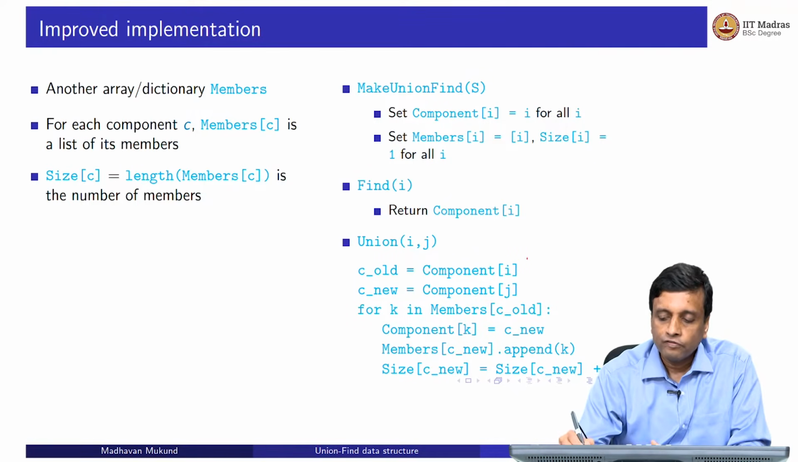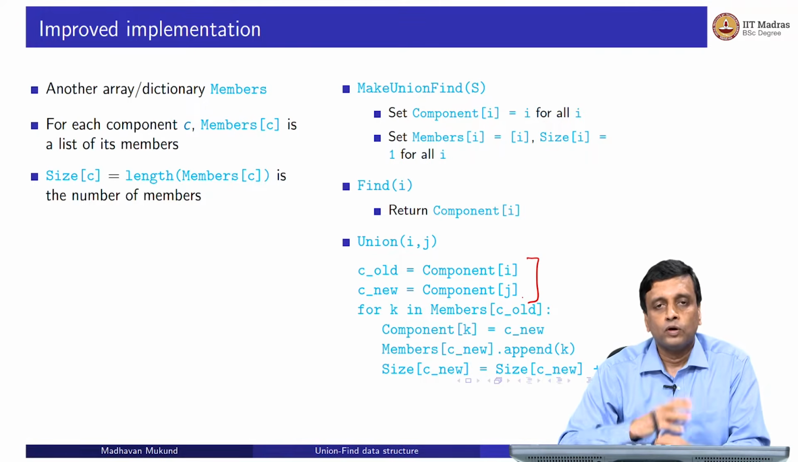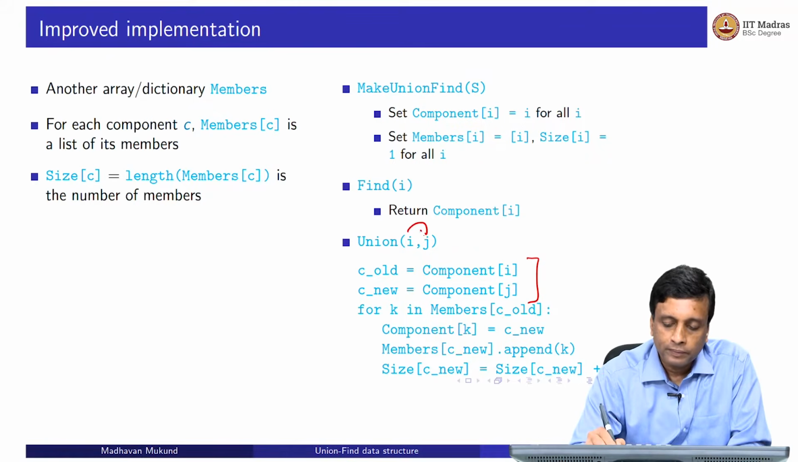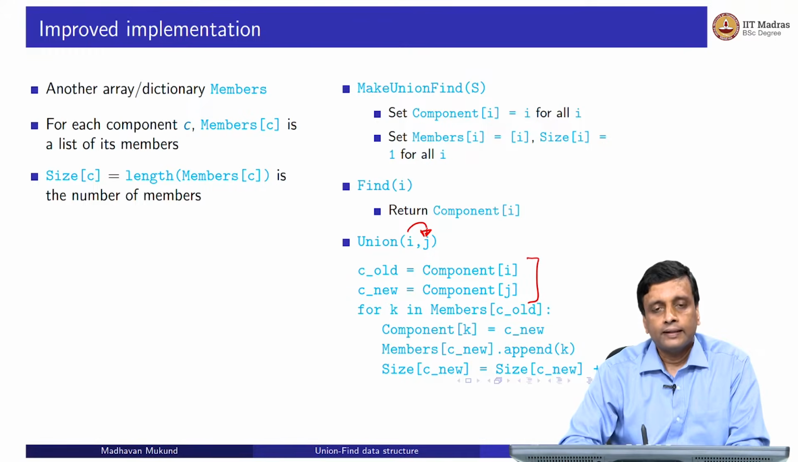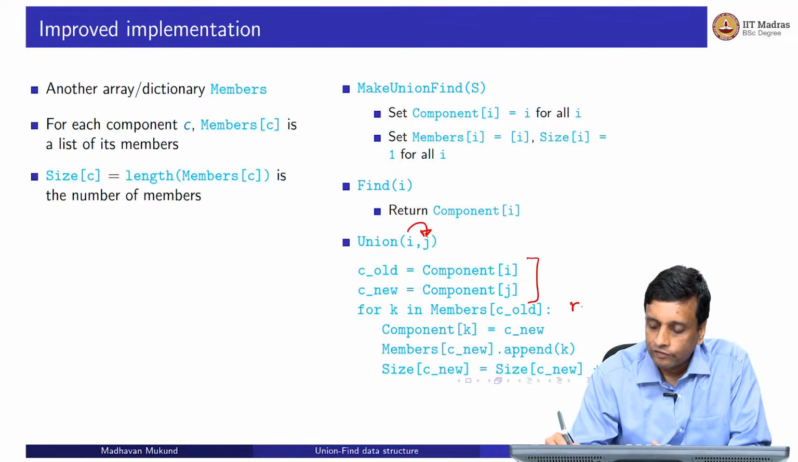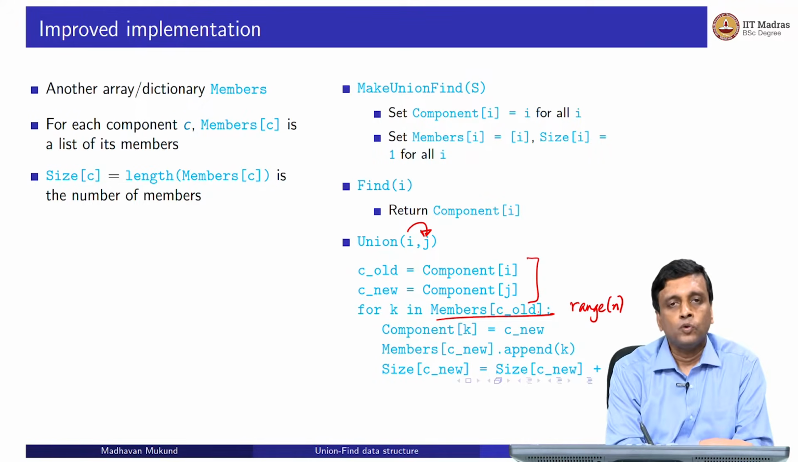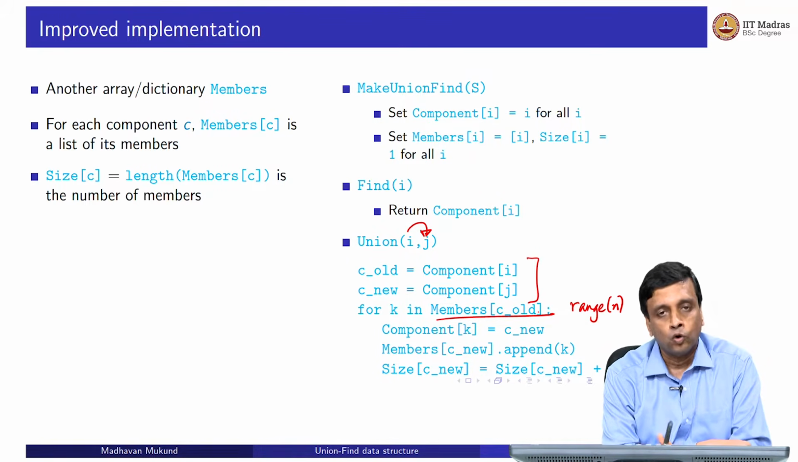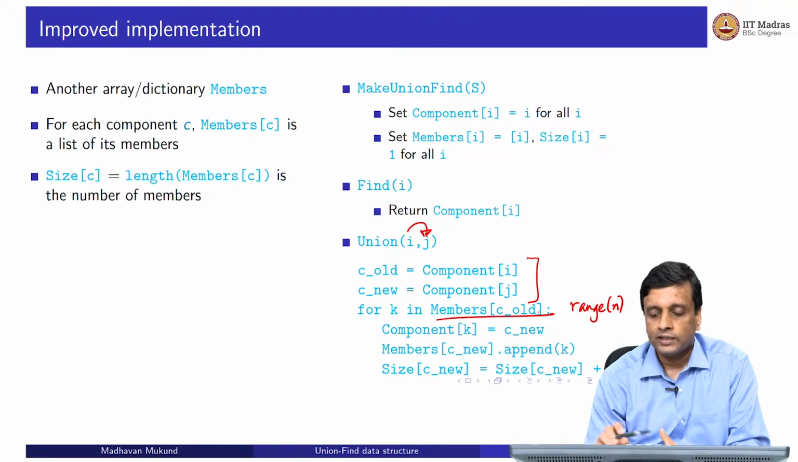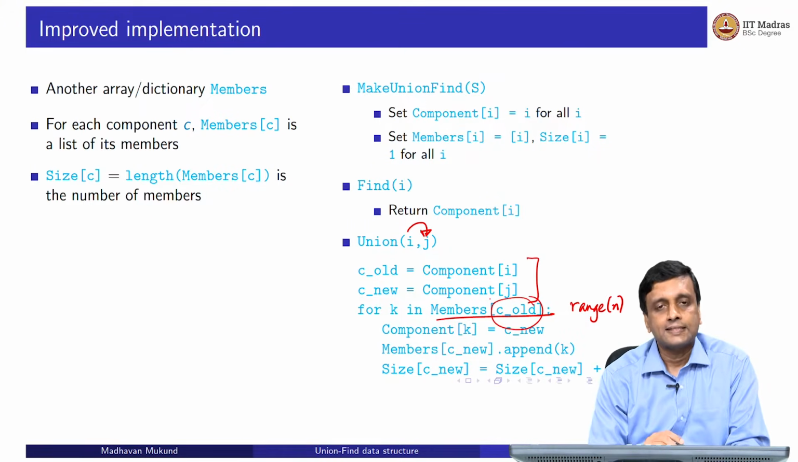As before, we find out the names of the components of the two elements we are dealing with, I and j. We are going to assume, as before, that we are moving everything in the component of I to be in the component of j. So we call the component of I C old and the component of j C new. The difference now is that before we were doing a for loop over every element in our set, going from 0 to n minus 1. But now I don't have to do it for every vertex because I know which ones have to change. The ones that have to change are the ones that are in the same component as I.